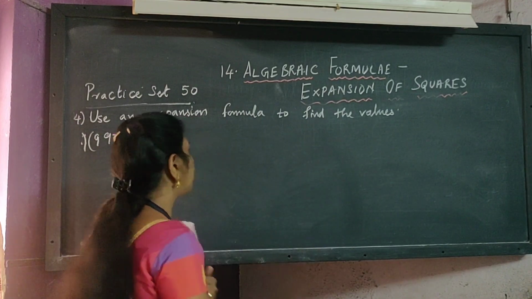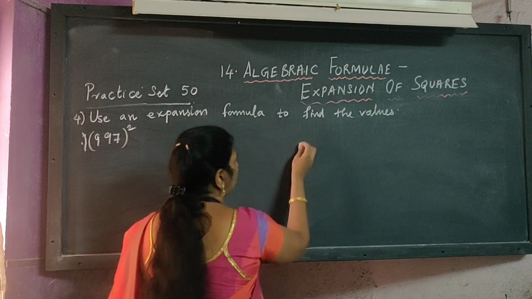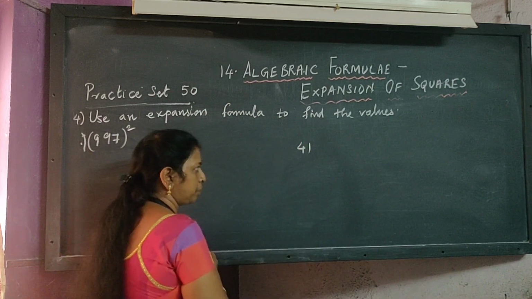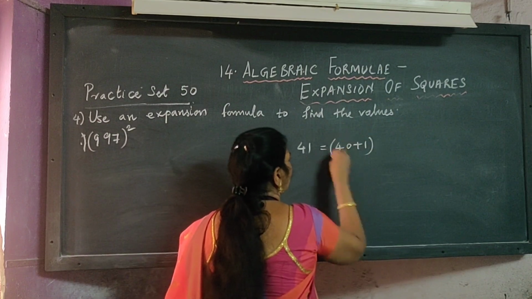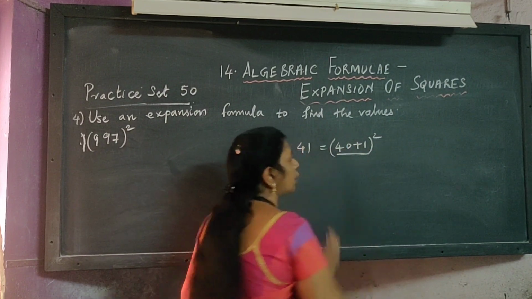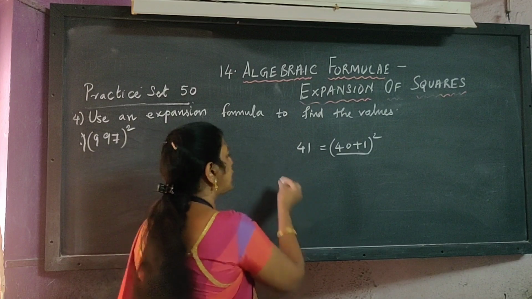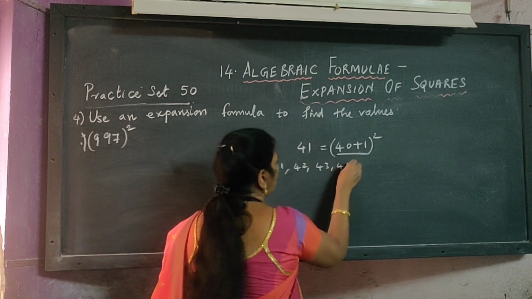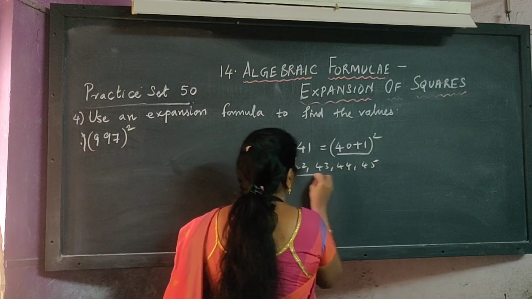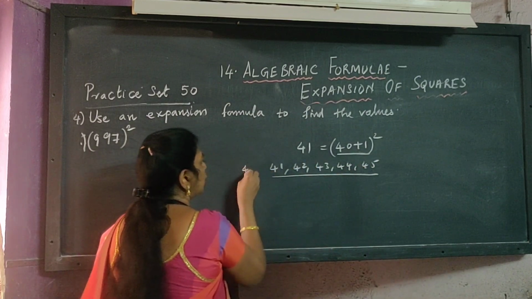Now how will we do this? I will give you an example. Suppose the number is 41. How will we take this? 40 plus 1 the whole square. Now it is in the form of a plus b the whole square. So the number is 41, 42, 43, 44 and 45. The nearest number we will take is 40.